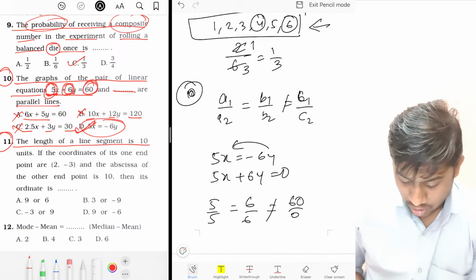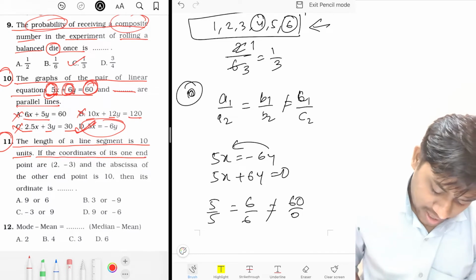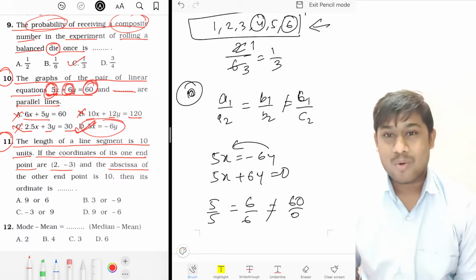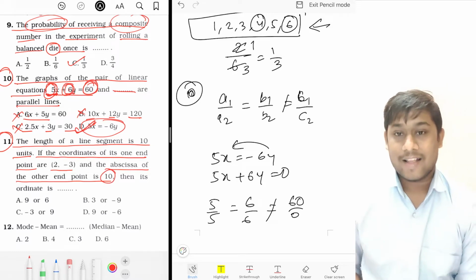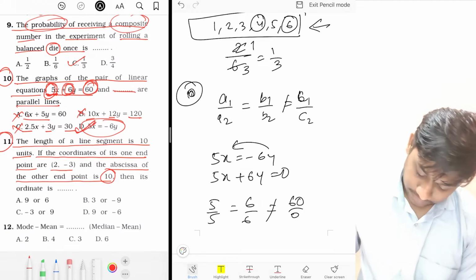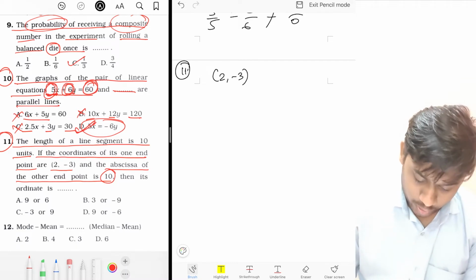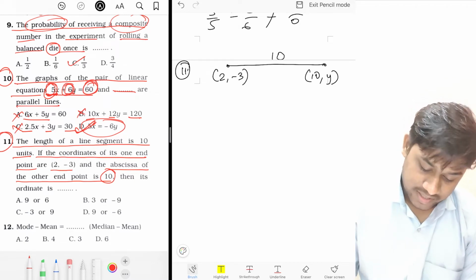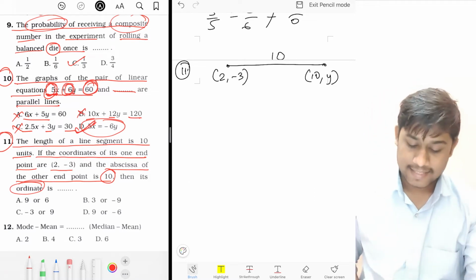Question number 11. The length of a line segment is 10 units. They said the length, okay, 10 units is given. If the coordinates of one end point are 2, minus 3 and the abscissa, do you remember what the abscissa is? Abscissa is the x-coordinate. Okay, so the other end point is 10 and the other end point is, so what we can write here, you see question number 11, they gave you point 2, minus 3 and another point 10, y, and the distance they gave you is 10 units, right? And we need to find the ordinate. What is the ordinate? Y-axis. Yes, the y coordinate.